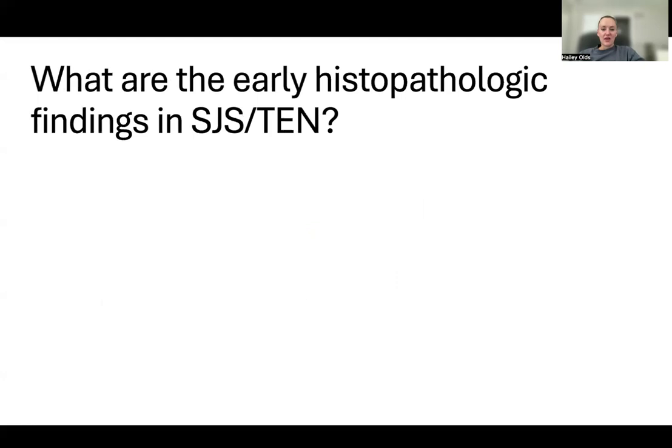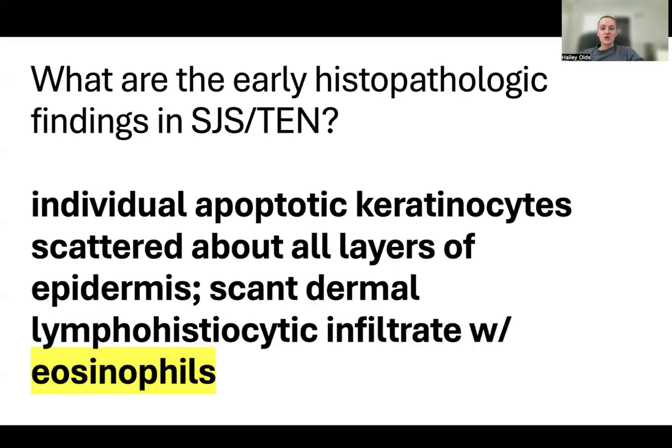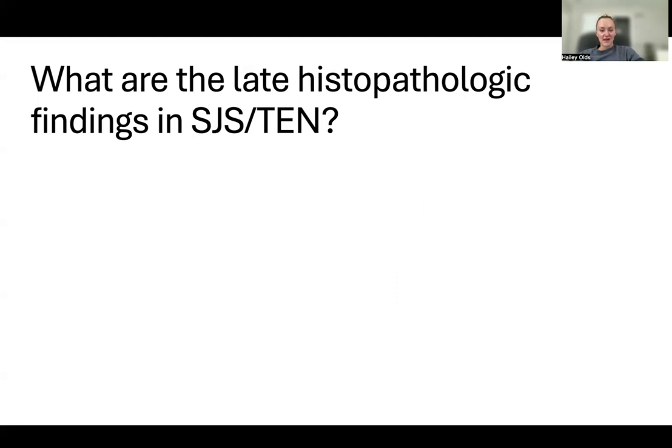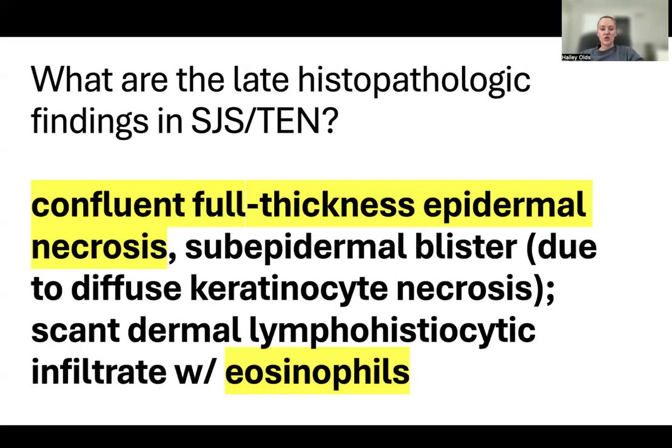What are the early histopath findings in SJS/TEN? So you get a few apoptotic keratinocytes scattered in all layers, and then a little bit of dermal infiltrate with eosinophils. What are later findings? So you get full thickness epidermal necrosis and a subepidermal blister. And then again, you have scant inflammation with eosinophils.